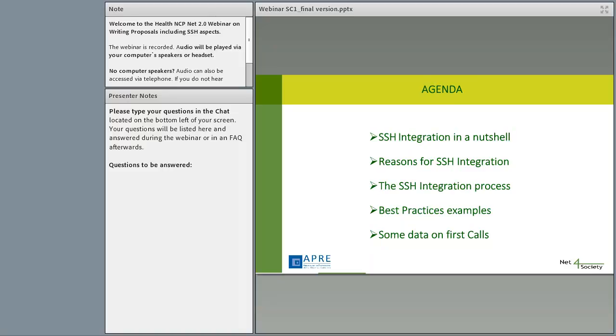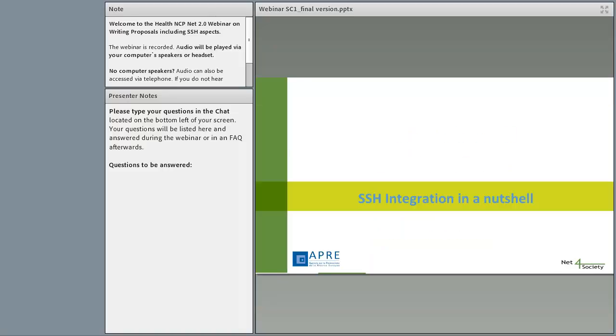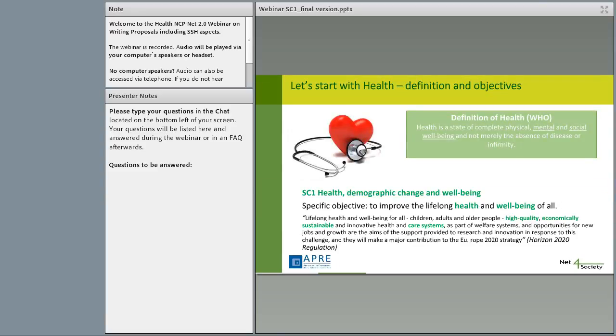Horizon 2020. So, let's start with a short introduction on the SSH integration, but I would like to start with some definitions from the health world. So I'd like to start with this definition of health provided by the World Health Organization. Health is a state of complete physical, mental, and social well-being, and not merely the absence of disease or infirmity.